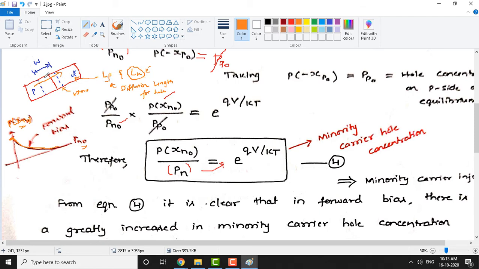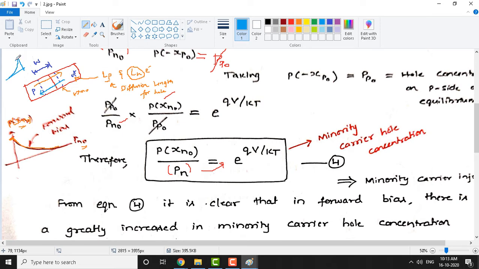This Ln is applicable to the p side here. So the electrons get injected from n side to p side. If you see the flow of electrons, electrons will be injected from n side to p side like this. And the graph will be similar, but it will be decreasing. If you observe, the graph will be something like this.